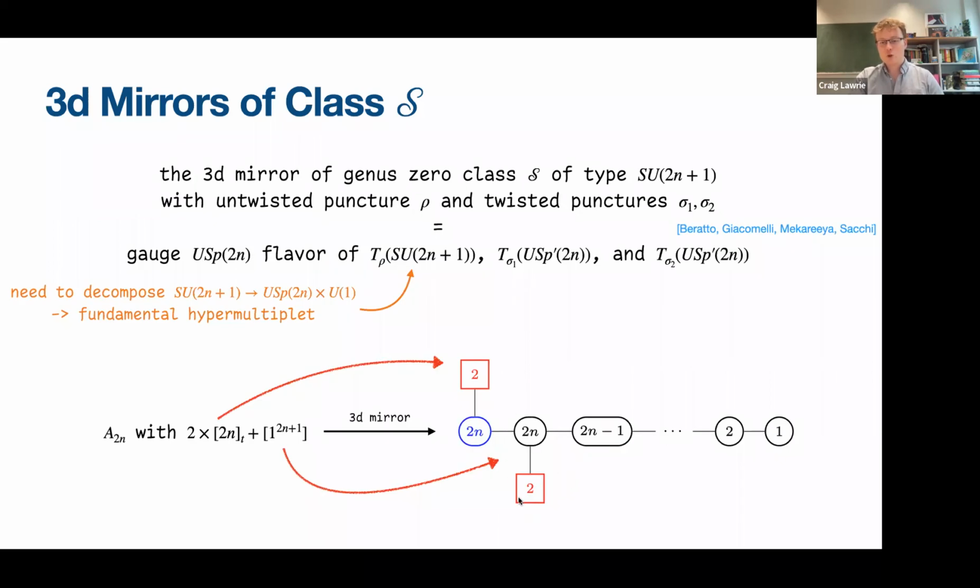And this 2 is left over because this 2n node should have had 2n plus 1 flavors, and I only gauged 2n of them, so 1 full hypermultiplet is left over. So this was the state of the art.